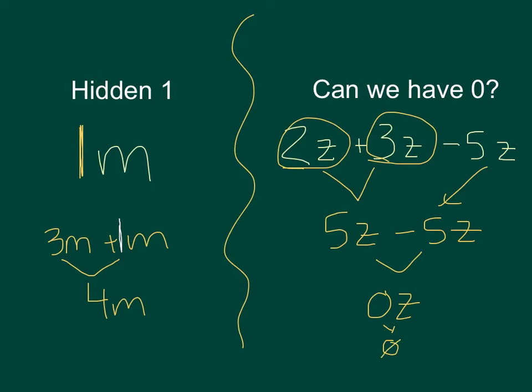So yes, can we have 0? We can. As long as the two coefficients, like right here it was 5 and 5, cancel, then of course we also have a final answer of 0.